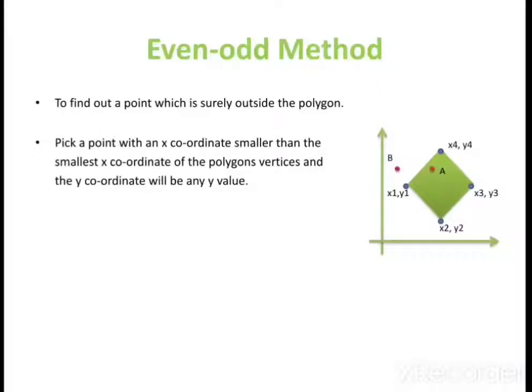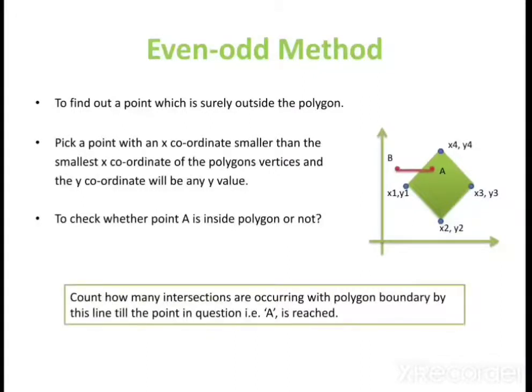Now we have 2 points, A and B. A is the point which we want to check for inside or outside, and I have taken one point B which is surely outside of that polygon. Next I will join a line between these 2 points, and then we will check whether point A is inside that polygon or not.